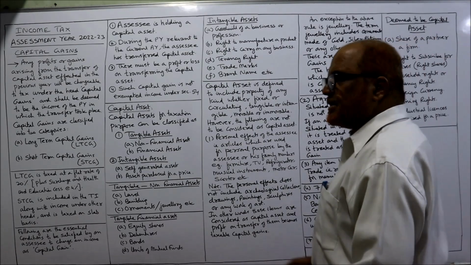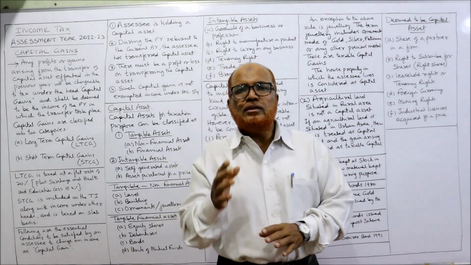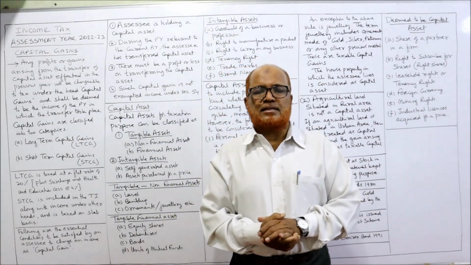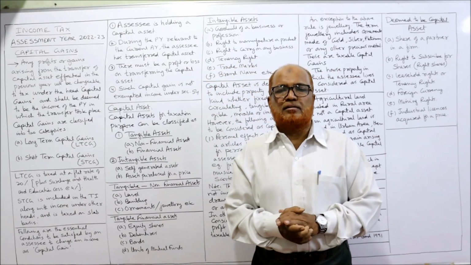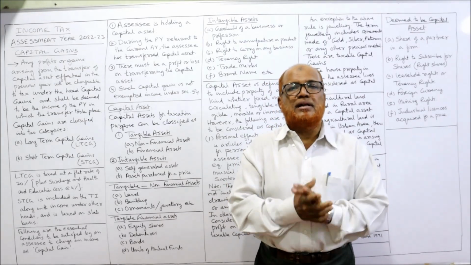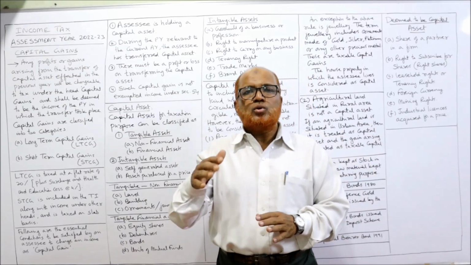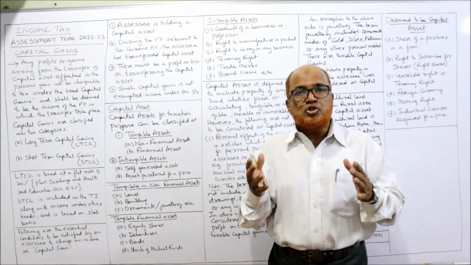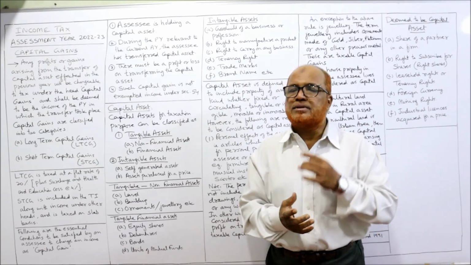Now, capital gains. Any gain arising on the transfer of a capital asset during the previous year relevant to the current assessment year. So any gain arising on the transfer of a capital asset is called capital gain. Example, a house property was sold. Some shares are sold. These are the examples of capital gain.